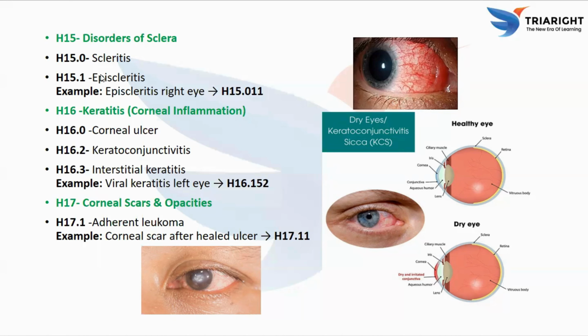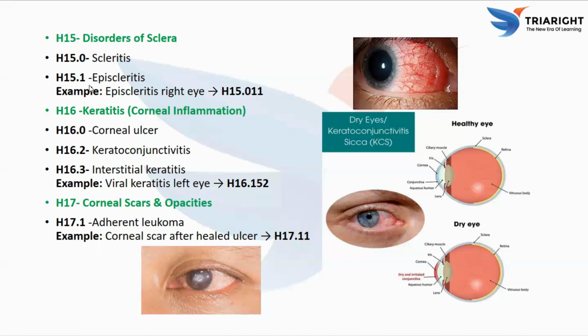So next is H15.1, which is assigned for episcleritis. It's a milder inflammation of the thin layer over the sclera. Some symptoms include localized redness, mild discomfort, and also less pain compared to scleritis. For example, if the patient is diagnosed with episcleritis right eye, you have to assign the code H15.0 level.